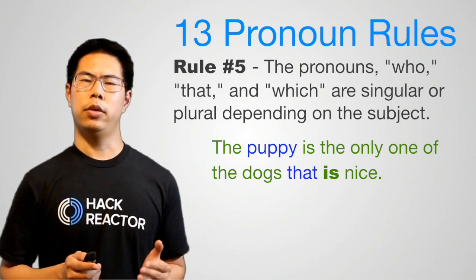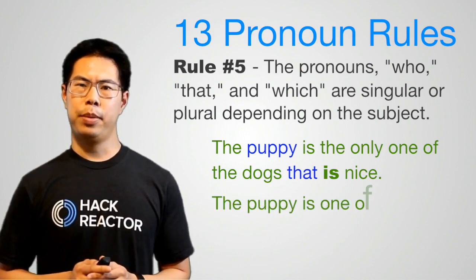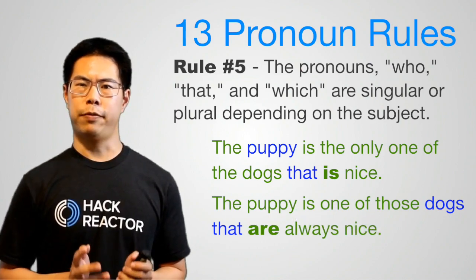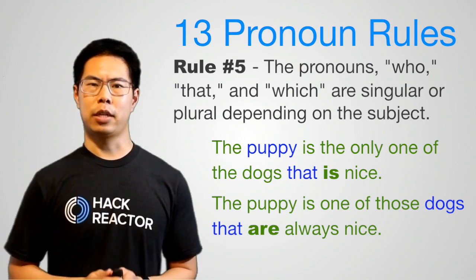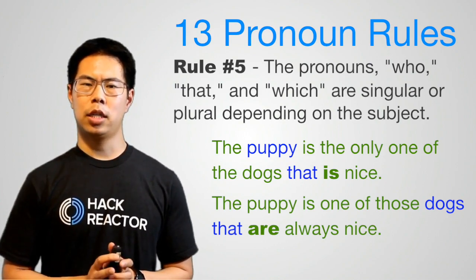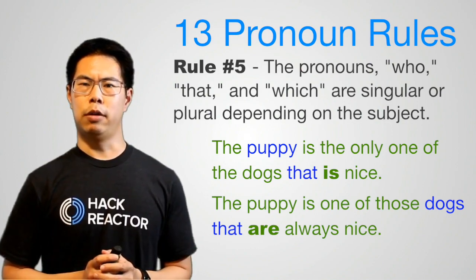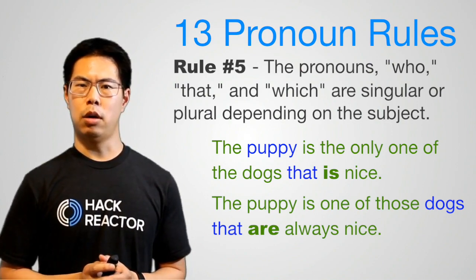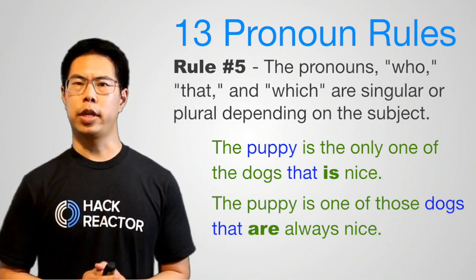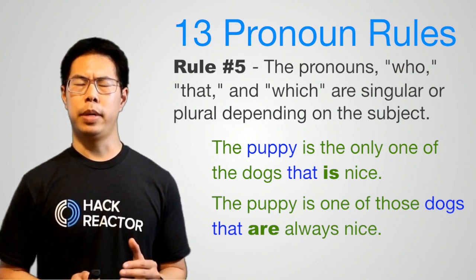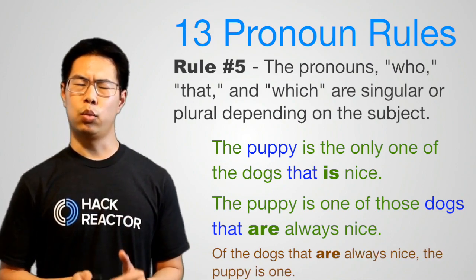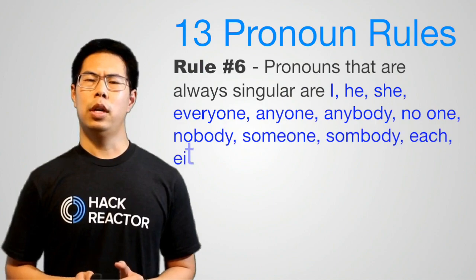Here is another example. The puppy is one of those dogs that are always nice. Here the pronoun that refers to dogs, which is the subject of the phrase, those dogs that are always nice. Since dogs is plural, that will take a plural verb, which is why we are using the plural are as the verb. The second one here is pretty tricky. Another way to word it could be, of the dogs that are always nice, the puppy is one.